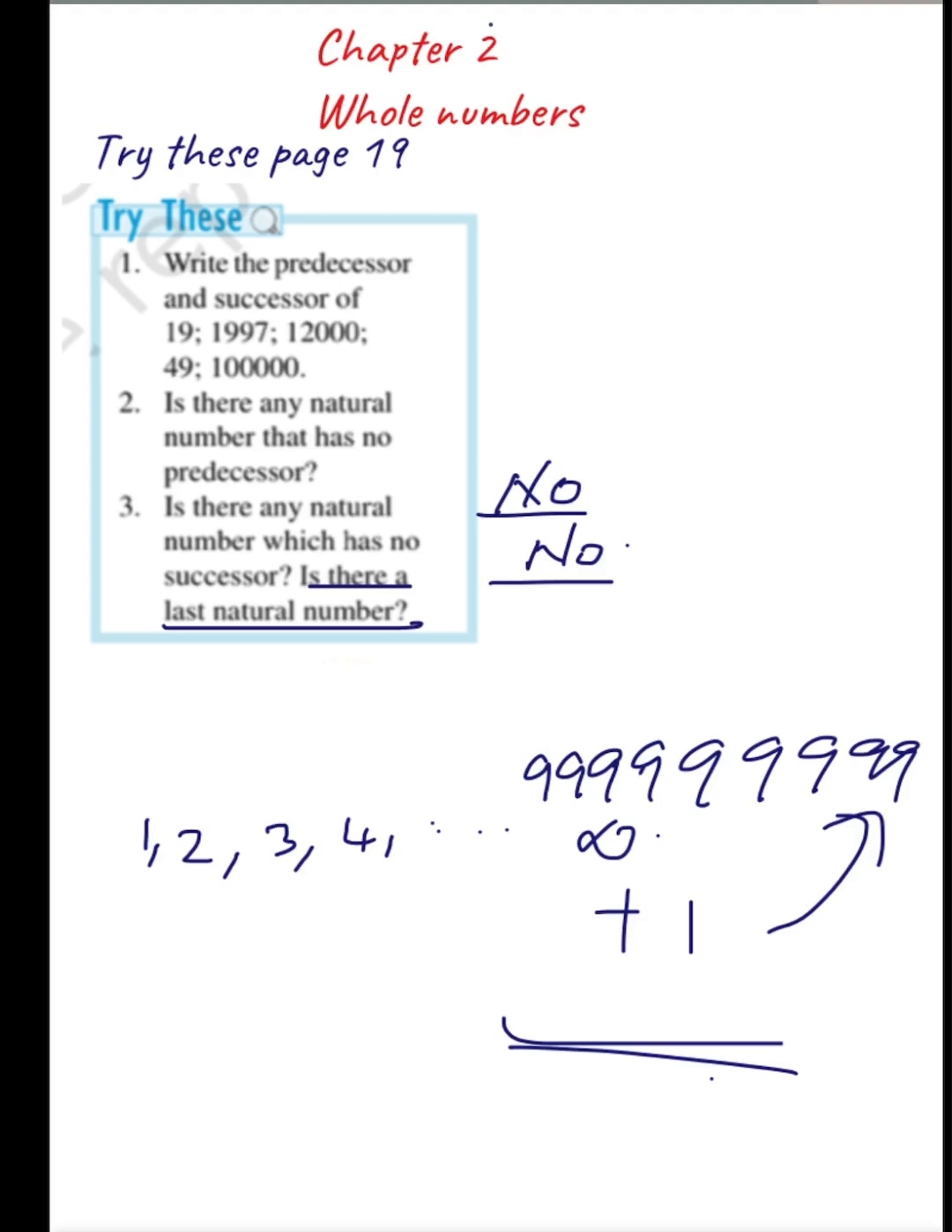1 2 3 4 5 6, it's going on in this way, and you cannot see a last number in this case. We say that this number is going on infinitely. That is why we denote it here as infinity, but you cannot see any last natural number. So you can tell that there is no such last natural number. The answer for these two will be no. So that's all about try this page 19. Thank you.